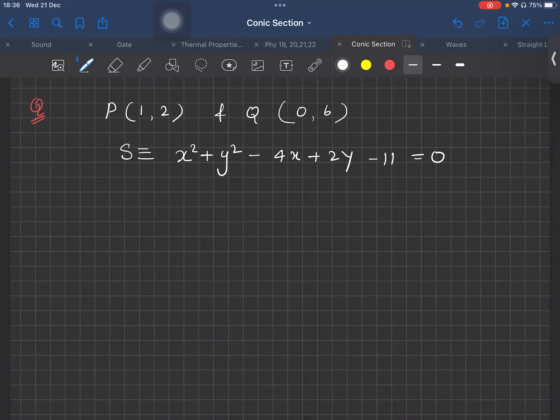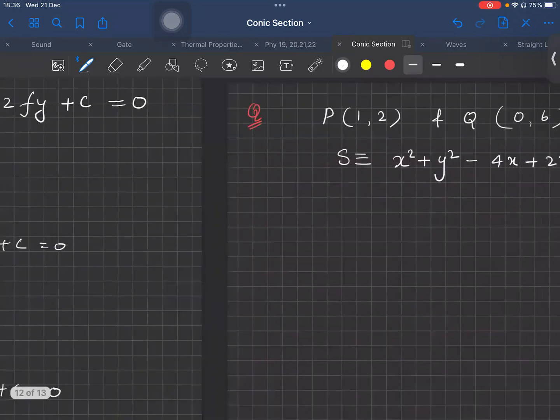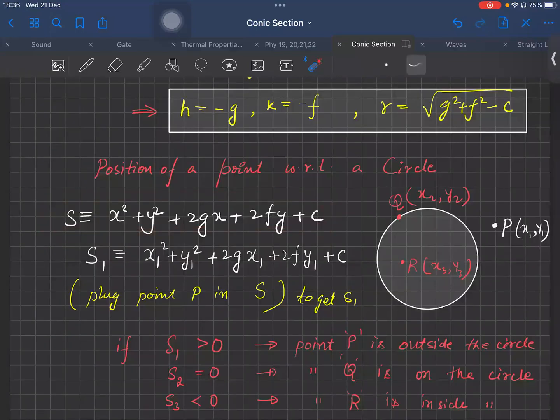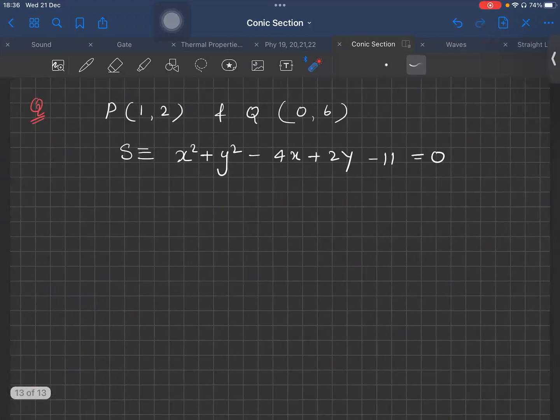You want to see the previous equation again? I'll just explain again. Suppose this is the equation of circle S, and you have a point P. You plug the values of x1, y1 into this equation, and if that integer is greater than 0, point P is outside the circle. For x2, y2, you get x2 square plus y2 square plus 2g x2 plus 2f y2 plus c. If it is equal to 0, it is on the circle, and if it is less than 0, it is inside the circle. So do that and tell me whether points P and Q are inside or outside.